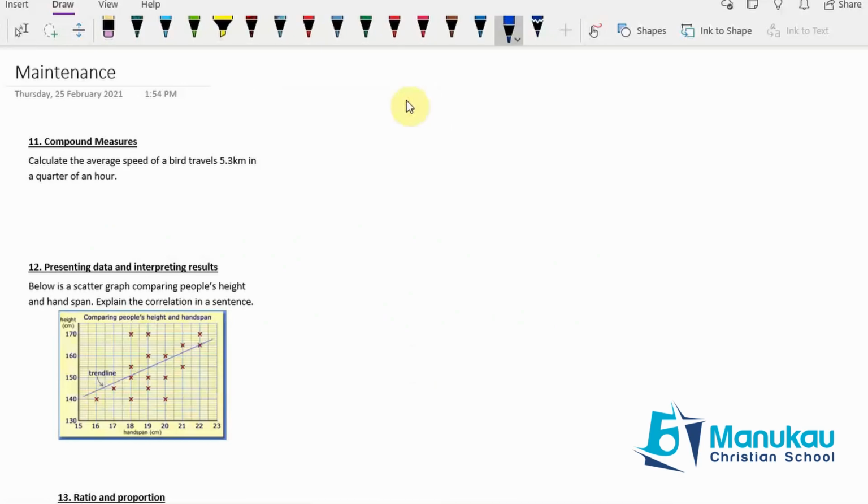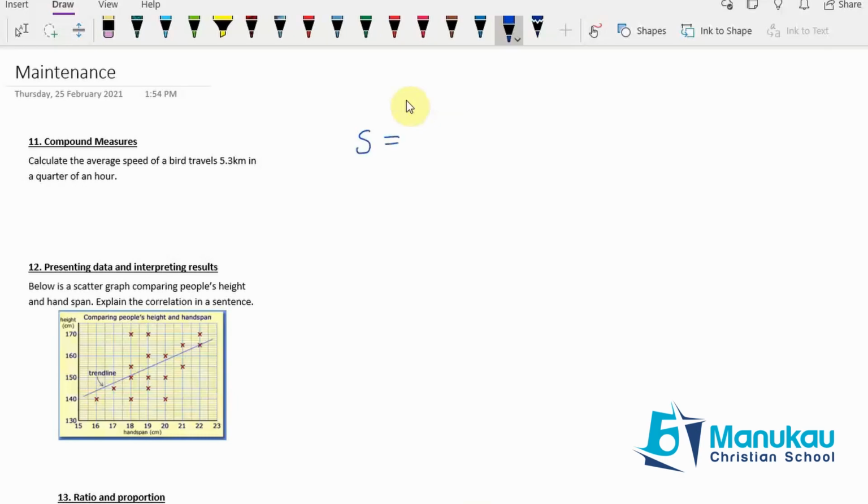All right, looking at number 11, compound measures. We're trying to calculate the average speed of a bird, which is traveling 5.3 kilometers, and it does so in a quarter of an hour. So let's refresh our memories. What is our formula for speed? Silali?